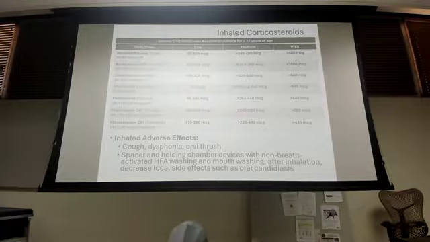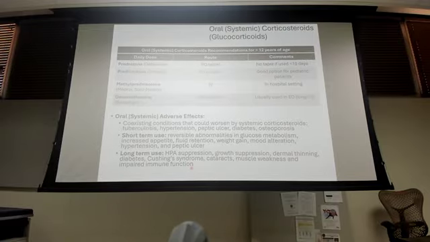Adverse effects, again, we see the thrush, we see the cough. The spacer, if we're going to use the spacer, this of course helps that patient get more of the medication, make sure that they're washing their mouth, and they need to wash the device in which they got that medication delivered to them. So the plastic mouthpiece, the spacer, they need to wash both of those things so that they don't get the candidiasis.